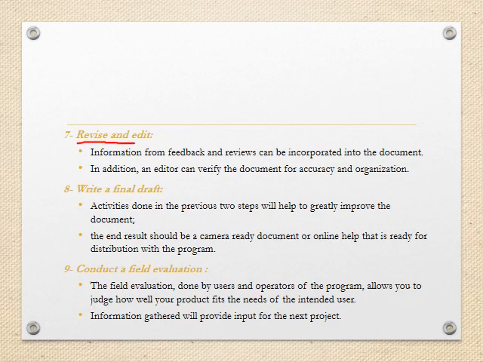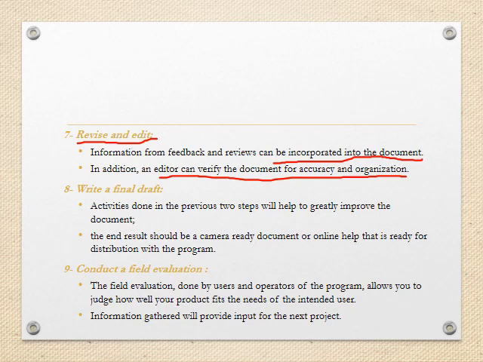Phase number 7, revise and edit. Now, the comments or feedback that we got from the reviewers, we have to incorporate into the document. Any comment or feedback we get from the user, we try to edit directly in the document so it can be improved. In addition, an editor can verify the document for accuracy and organization. Besides the edits from the reviewers, there is always the editor's job to make sure the document is accurate and that the organization is right, that it matches the company organization or rules.